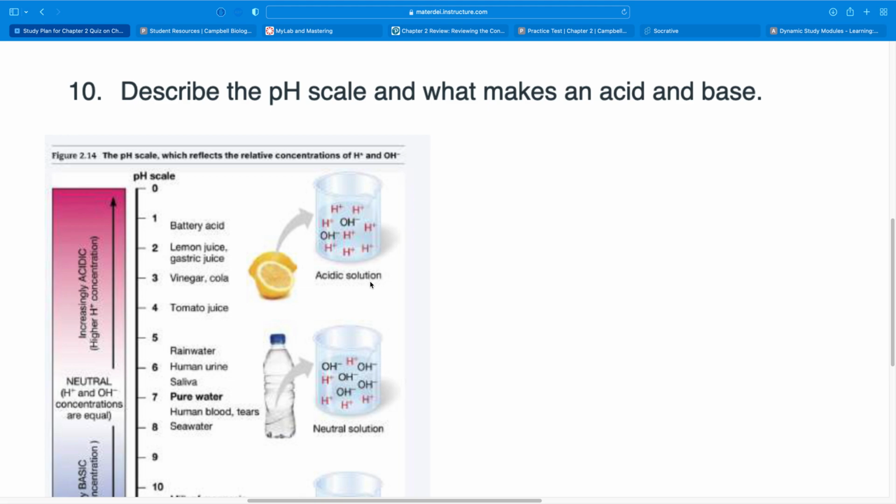Here's water. H2O right there in the middle at 7, pH 7. When you have a lot more H's, then it becomes a small number. When you have a lot more OH minuses, then it becomes a base. That would be up to like 14.